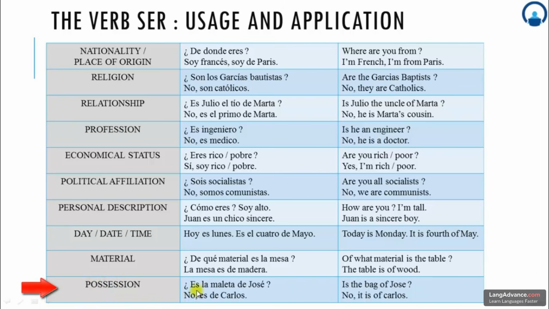Position. ¿Es la maleta de Jose? Is the bag of Jose? No. ¿Es de Carlos? No, it is of Carlos.